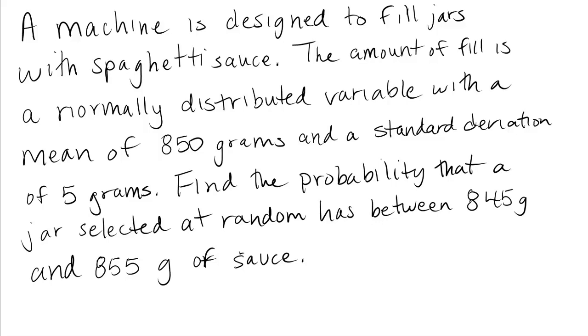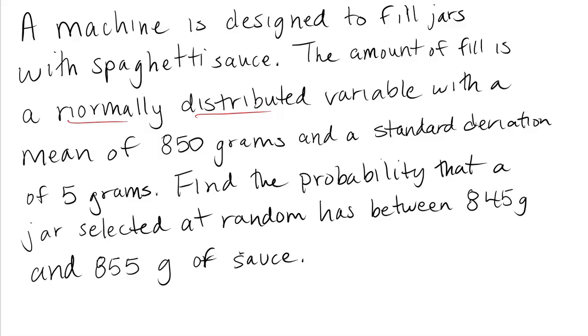Okay, so this is going to be an example that uses the new calculator function. But why do I know that? Notice that this isn't a binomial problem because we're not looking at a number of successes and a number of trials. Instead, we're specifically told that this variable is normally distributed. And so I'm looking at an application of a normal distribution. I'm told the mean and the standard deviation are 850 and 5 respectively.